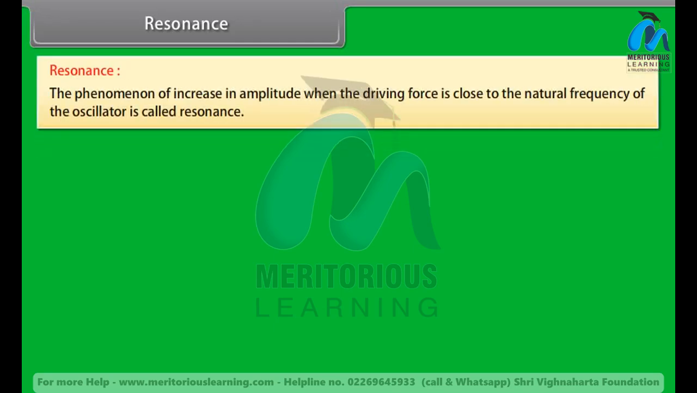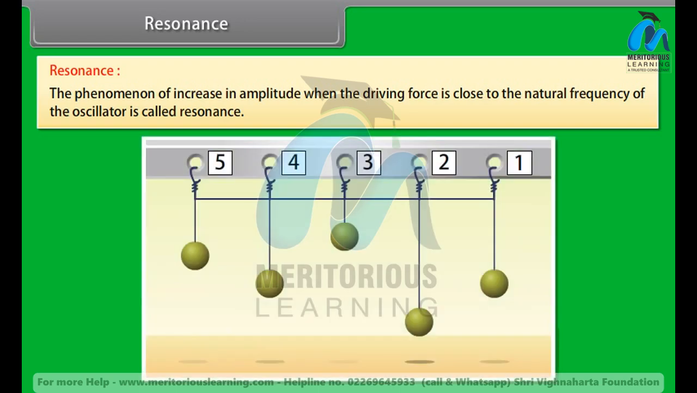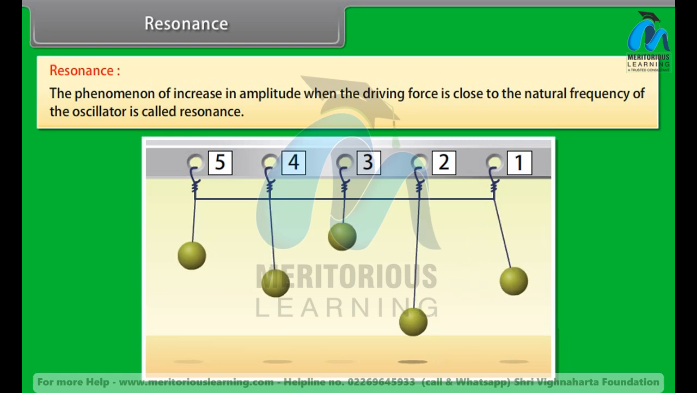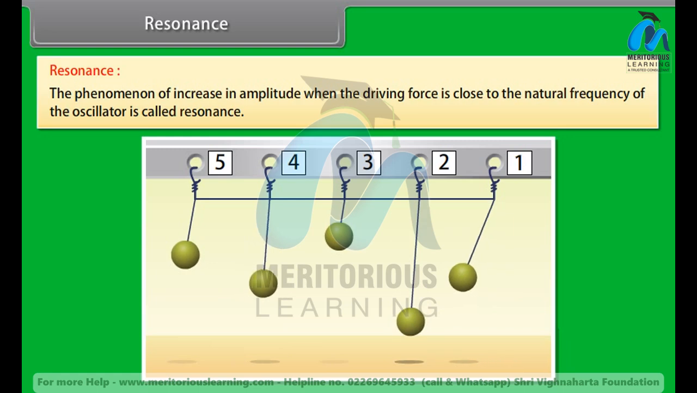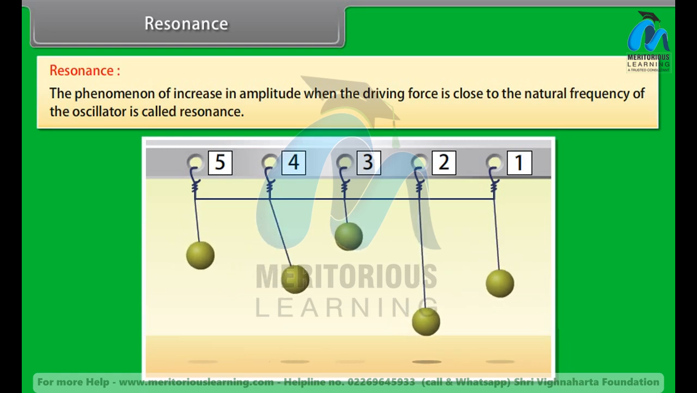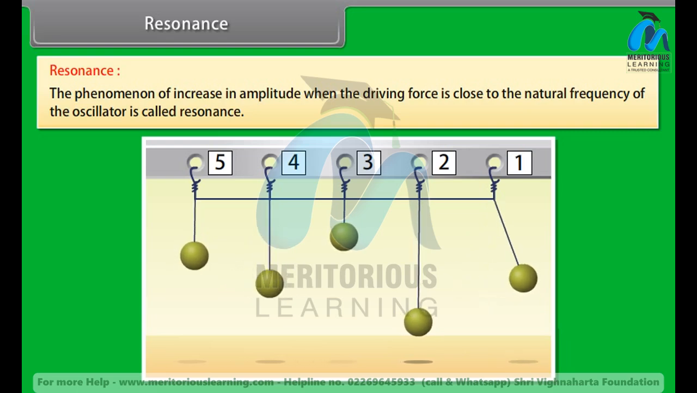Resonance. The phenomenon of increase in amplitude when the driving force is close to the natural frequency of the oscillator is called resonance. Let us understand with an example. Five simple pendulums of different lengths are suspended from a common rope. The pendulums 1 and 4 have the same lengths and the others have different lengths. Now, let us set pendulum 1 into motion. The energy from this pendulum gets transferred to other pendulums through the connecting rope and they start oscillating.